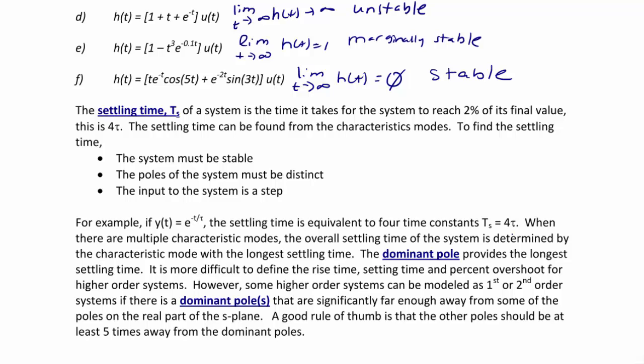It is more difficult to define the rise time, settling time, and percent overshoot for higher order systems. However, some higher order systems can be modeled as first or second order systems if there is a dominant pole or dominant poles that are significantly far away from some of the other poles on the real part of the s-plane. A good rule of thumb is that the other poles should be at least 5 times away from the dominant pole for it to be defined as a dominant pole.